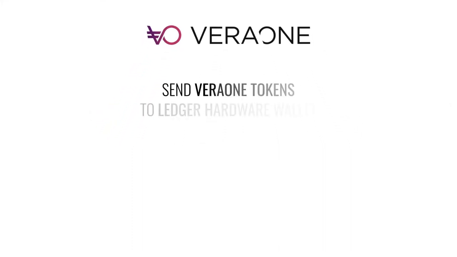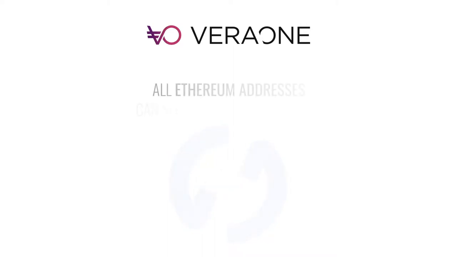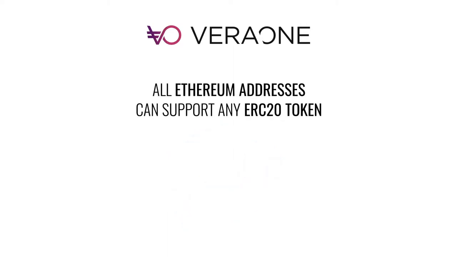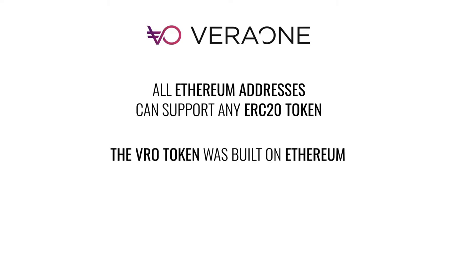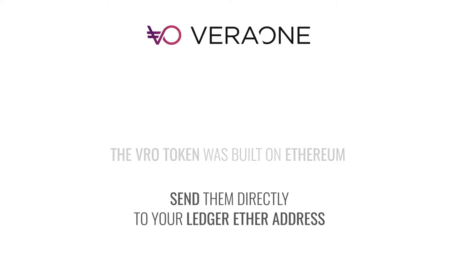Hi, today we're going to show you how you can send your VeraOne tokens to your Ledger hardware wallet. The first thing you need to understand is that all Ethereum addresses can support any ERC20 token. And as the VRO token was built on Ethereum, you'll be able to send them directly to your Ledger Ether address to keep them safe. We will walk you through the complete process during the rest of this video.